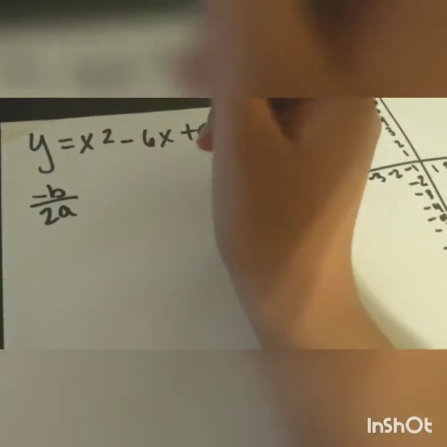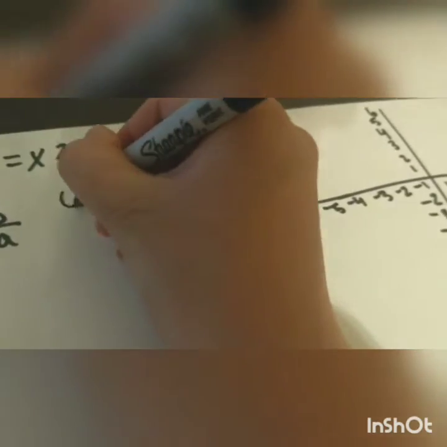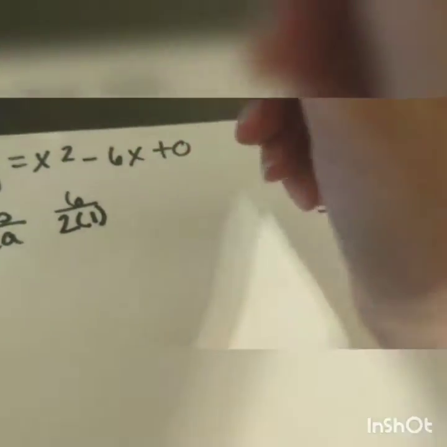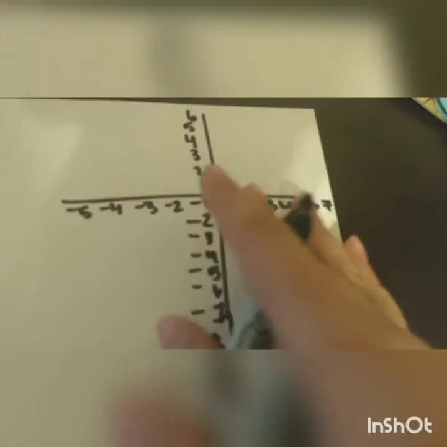To find the axis of symmetry, we're going to do negative b divided by 2a, plugging in our a, b, c into our equation. Our b is negative 6, so it's going to be positive 6 divided by 2, and a represents 1, so it's just going to be 1. So 6 divided by 2 is 3. Our axis of symmetry will be along this line here, along the positive 3.